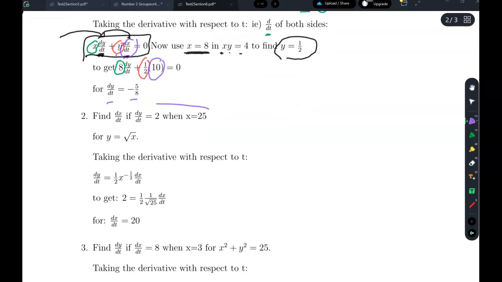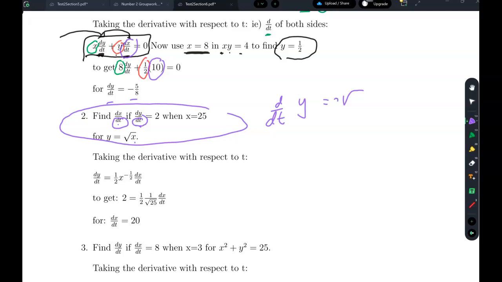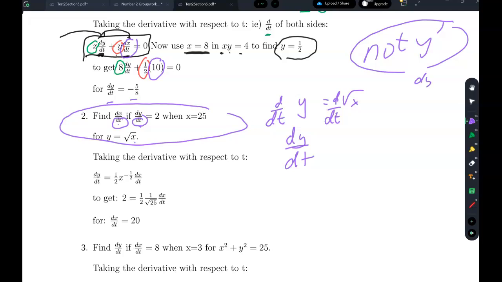All right, so let's try this one. So this is the question. Find dx over dt if dy over dt is this when x is 25, and that's the function. So since I see dt's down here, I have to take the derivative with respect to t of both sides. Derivative with respect to t. So I still do the power rule, so there's just a y there. So this is like a dy over dt, and you have to write that, not y prime. Y prime is reserved for dy over dx, and this is dy over dt.